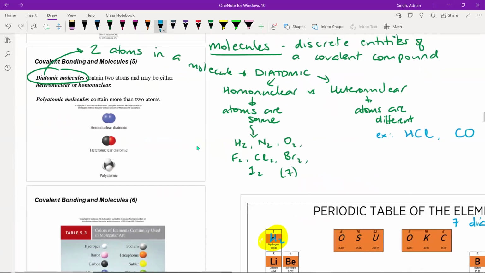We can also have polyatomic molecules. Okay, these are ones that contain more than 2 atoms. So for example, something like CO2 would have 3 atoms in it. Something like H2O would also have 3. You have lots of other examples as well.